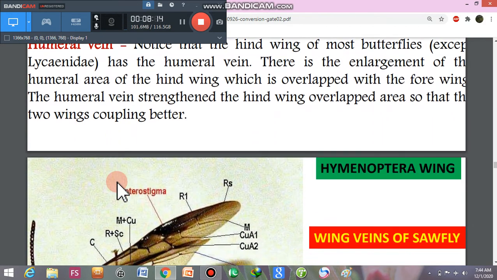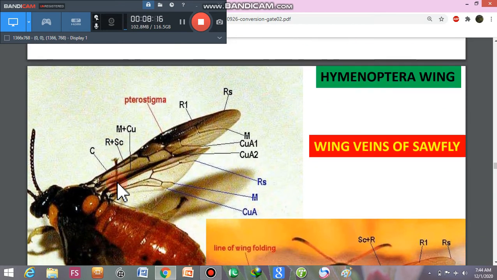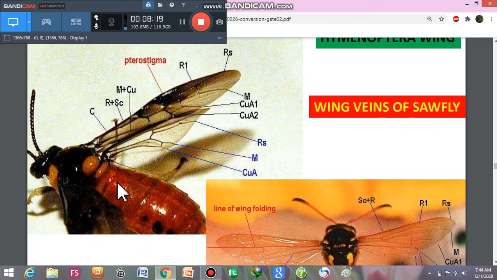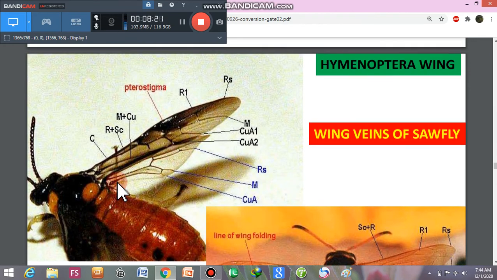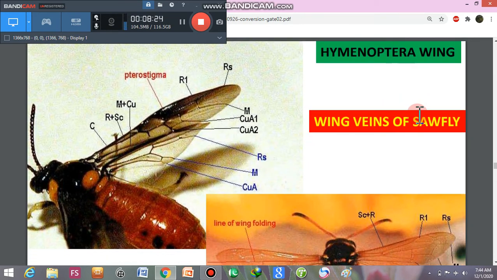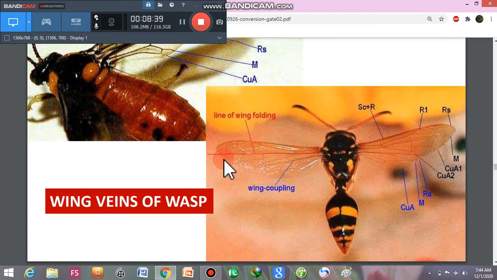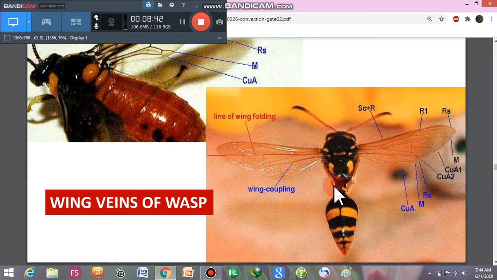Next is the Hymenoptera wing venation of the sawfly. Why are these known as sawflies? Because they have a saw-like ovipositor used for boring. Here you can see the pterostigma. It is present in the anterior region of the wing. It is a darkly stained cell. Here you can see the wing venation of the wasp. All of you are familiar with this naughty creature.